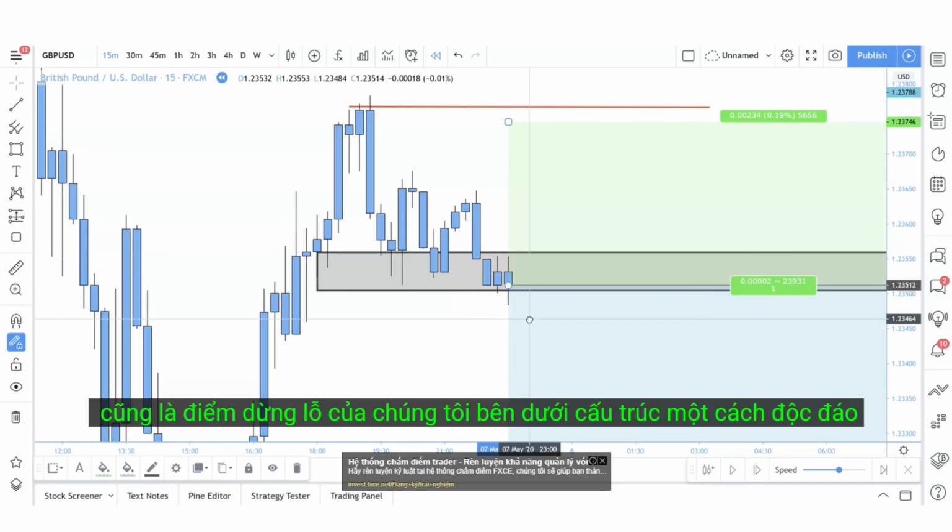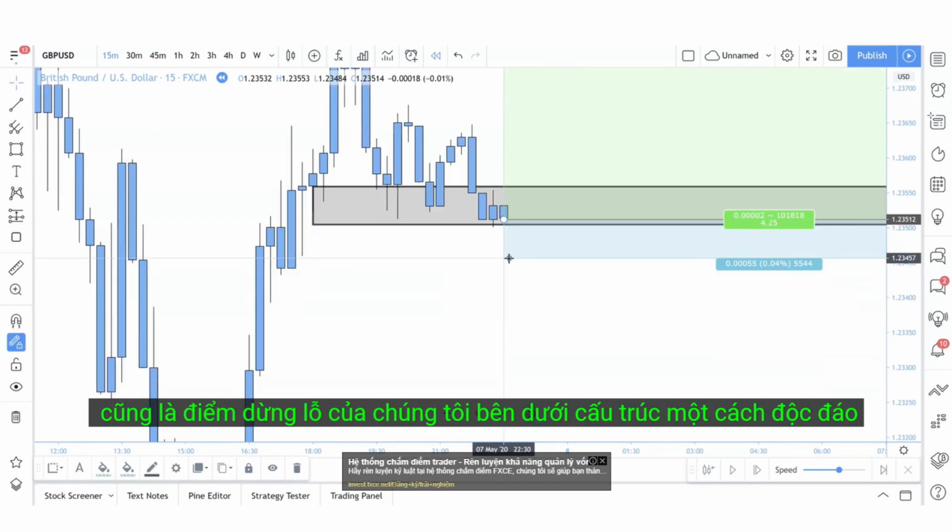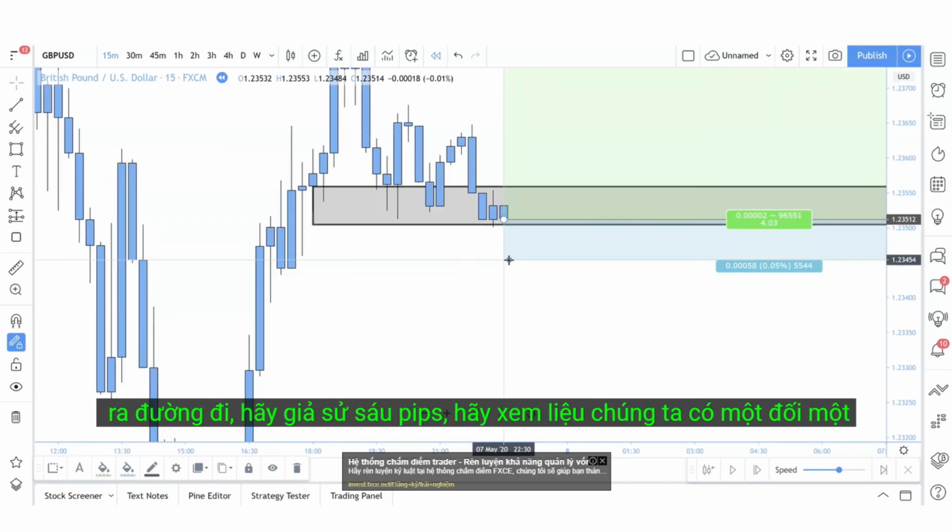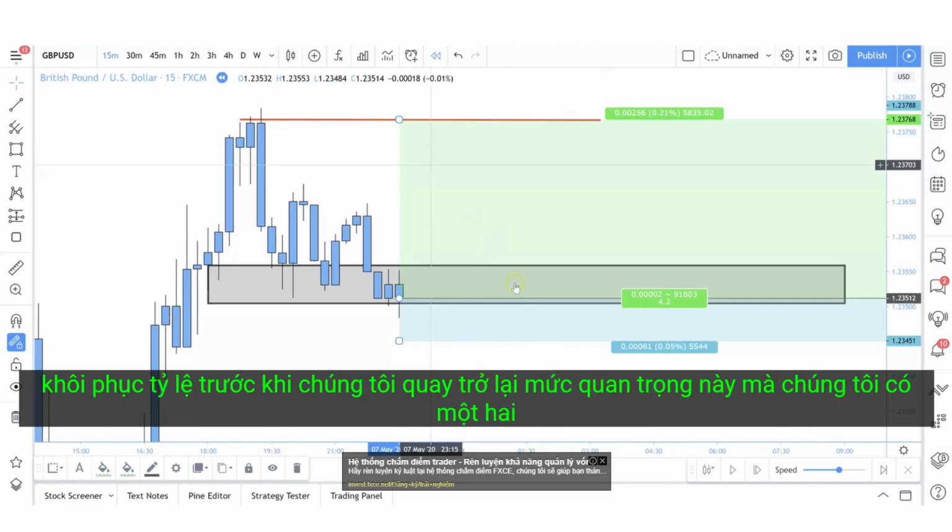We'll place our stop loss below this structure, nicely out the way. Let's go for, let's say, 6 pips. Let's see if we have a 1-to-1 risk to reward ratio before we get back to this key level, which we do. We have a 1-to-4, and then let's play this trade out.